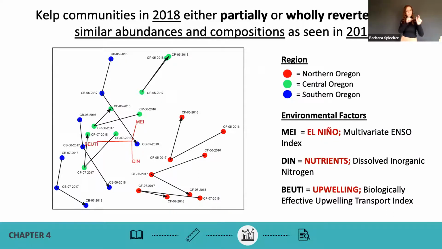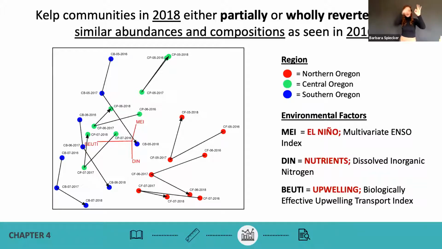So we just looked at each species individually and how they responded. Now let's look at the community as a whole. So zooming out to the community level, we'll look at each region. What we're looking at here is a non-metric multidimensional scaling. Each dot represents a kelp community for each region. Red represents Northern Oregon, green represents Central Oregon, and blue dots represent Southern Oregon.